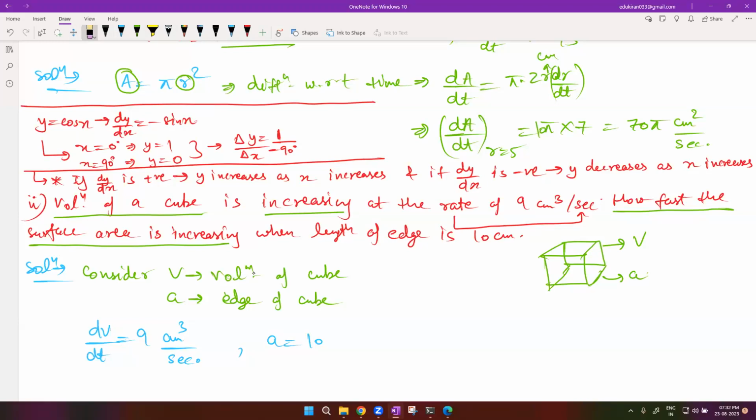So let's write this thing also, that S is the surface area. Right? We are also talking about the surface area of the cube. So we want to find out dS by dt, right? The rate of change of how fast the surface area is increasing when your length of edge is 10 centimeter. We want to find out dS by dt at A equals 10 centimeter. This is the goal. Right?